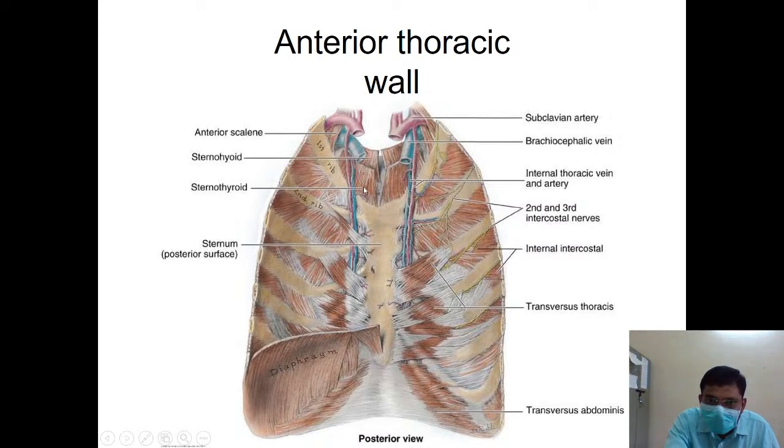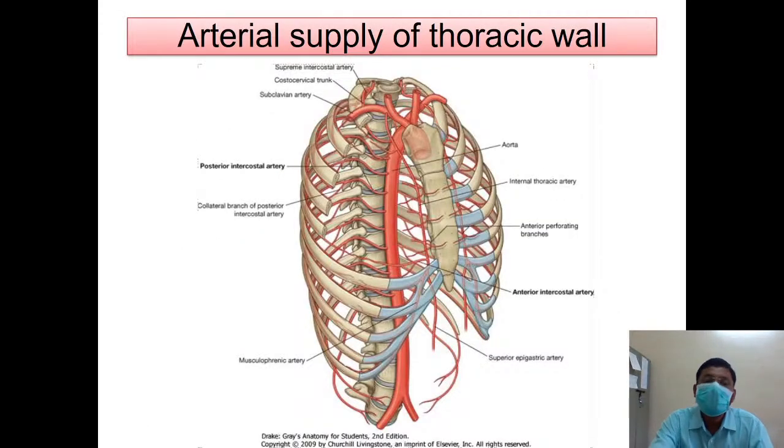And also you can see two more muscles here at the top of the neck region, along the region of the inlet of the thorax. That is the sternothyroid muscle and the sternohyoid muscle, and laterally you can also see the anterior scalene, that is the scalenus anterior muscle. Now coming to the arterial supply of the thoracic wall.